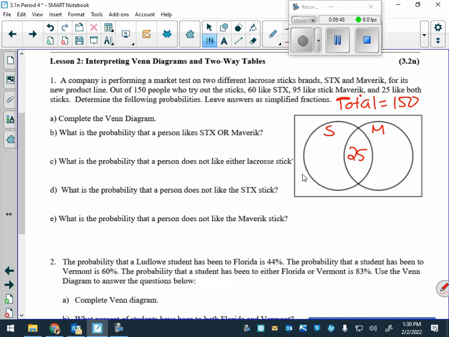So how would I show it? What do I have to do? Yeah. Why 35? Perfect. So we have to take the total minus the both to get 35, because this whole circle has to equal 60. So 35 people only like Sticks. How about Maverick? Yep. 70. Good.